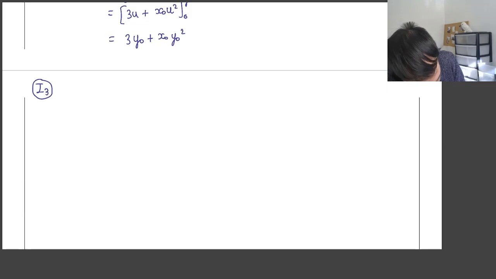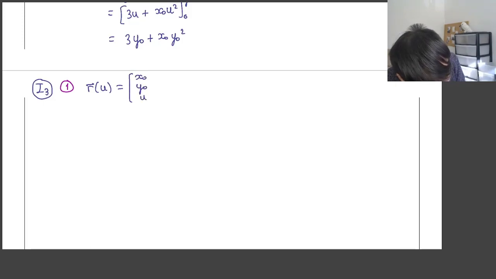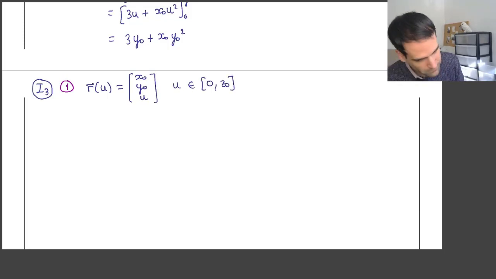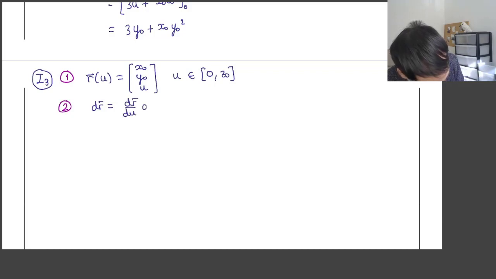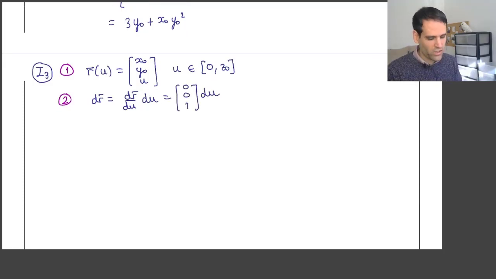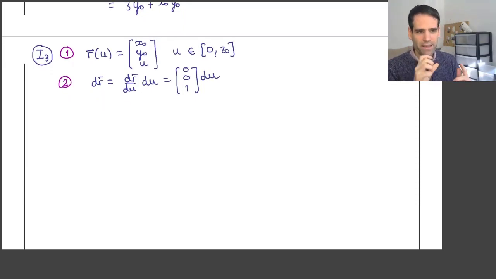So we parameterize the curve, which means that our curve as a function of u is equal to x0, y0, u, and u is changing between 0 and z0. Next, we need to find dr. dr is the dr over du times du. So we find the derivative of this with respect to u, and we get 0, 0, 1 times du. So it's only along the z hat direction, as expected, because this straight line is going straight up.